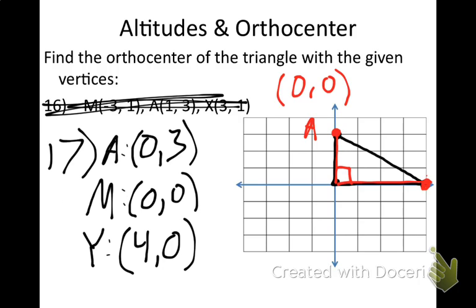Okay, remember, orthocenters can be either inside, outside, or on the triangle. In right triangles, they are the ones that are on the triangles. They're going to be right there at the right vertex, actually.